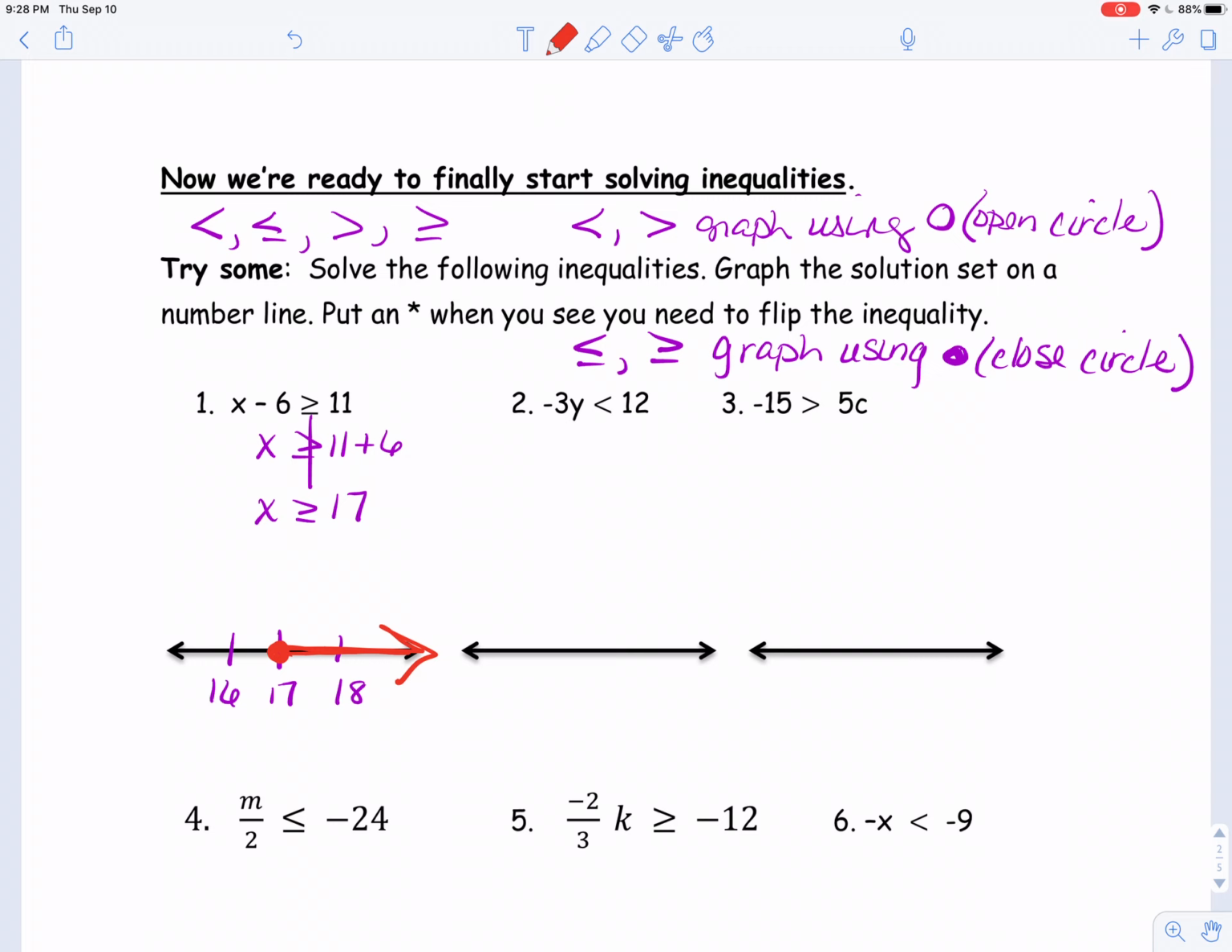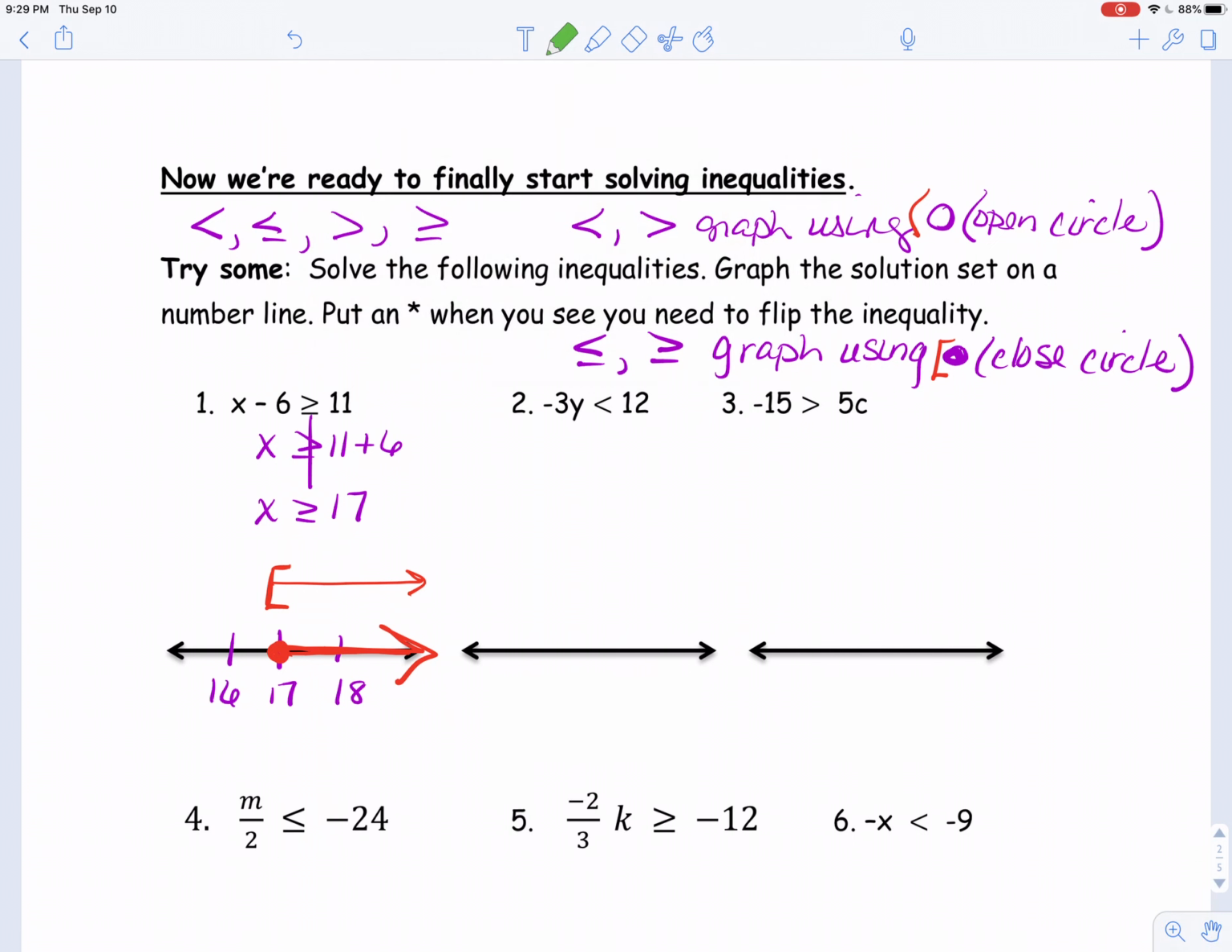Now some books don't use open and closed circles, they use parentheses and brackets. So a closed circle would be a bracket and an open circle would be a parenthesis. And if you were graphing it using brackets, it would simply look like that. And it just depends on what text you're using. Okay, let's move to the next problem.